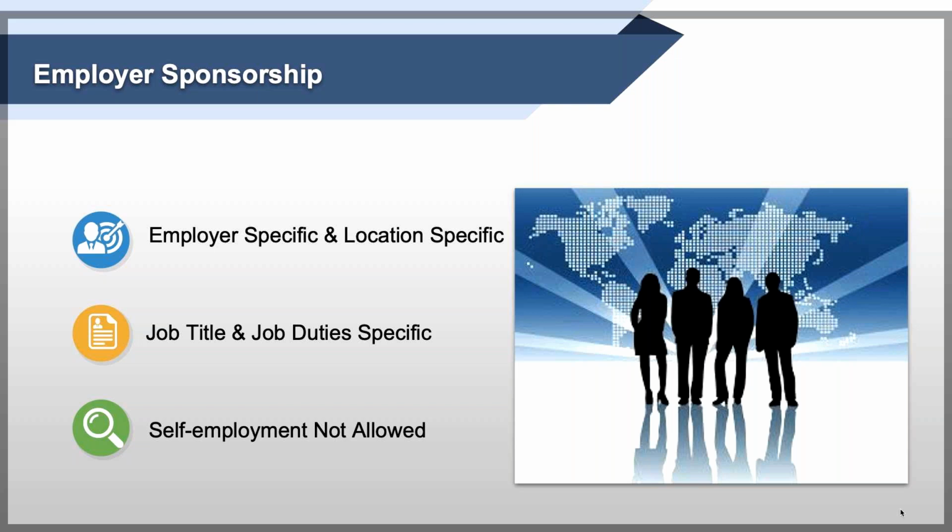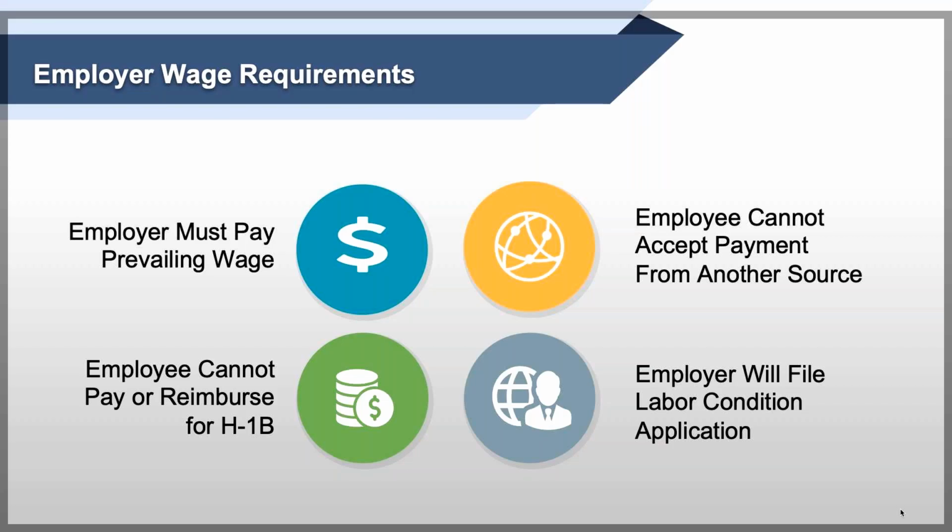The USCIS regulations do not allow a foreign national to come work from home or work for multiple employers. They have to be coming to work at a specific job site, in a specific job title doing specific job duties. They can't be a jack of all trades doing many different things. They have to be performing a sole bachelor's degree level type of position. The employer is required to pay, as I said earlier, a required wage for the position.